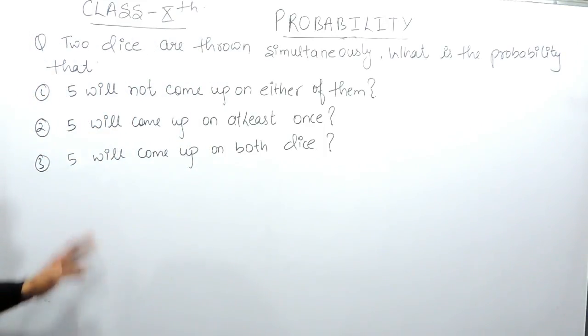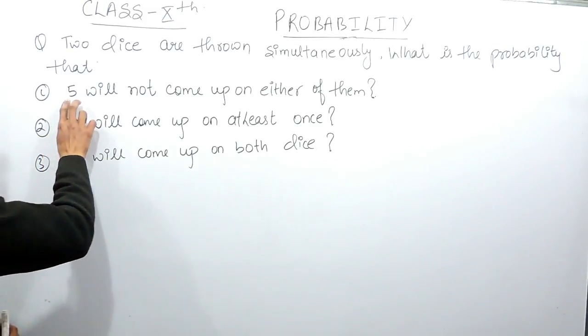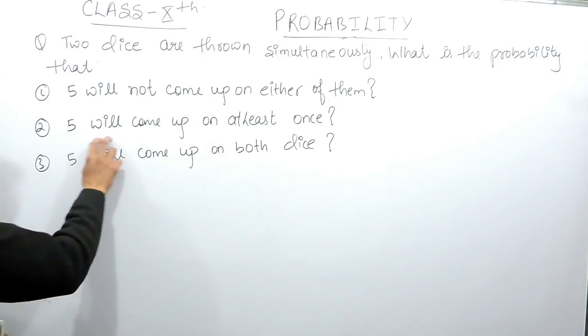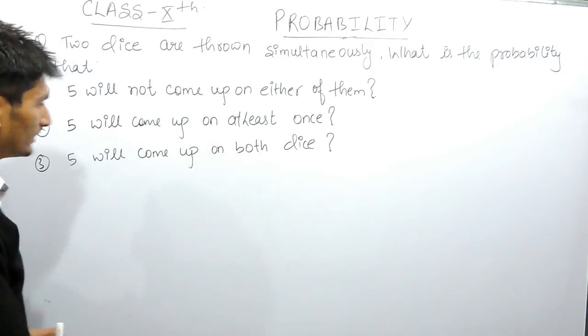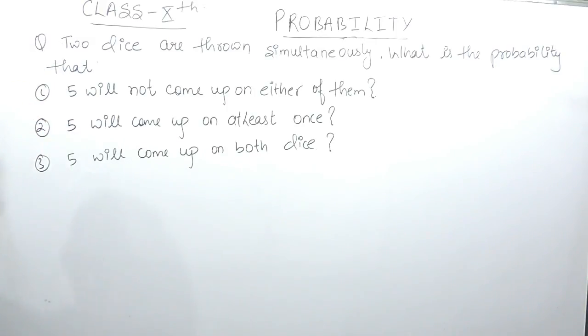In this video we are going to solve the second question of this series, which is based on dice. Two dice are thrown simultaneously. You have to find the probability: in the first case, when 5 will not come up on either of them; in the second case, 5 will come up at least once; and in the third case, 5 will come up on both dice.